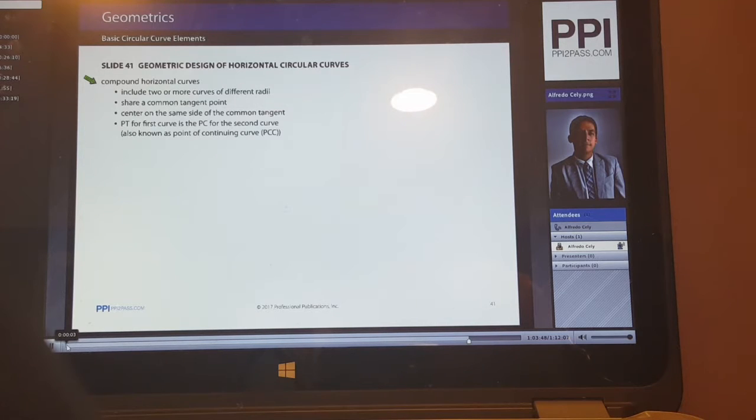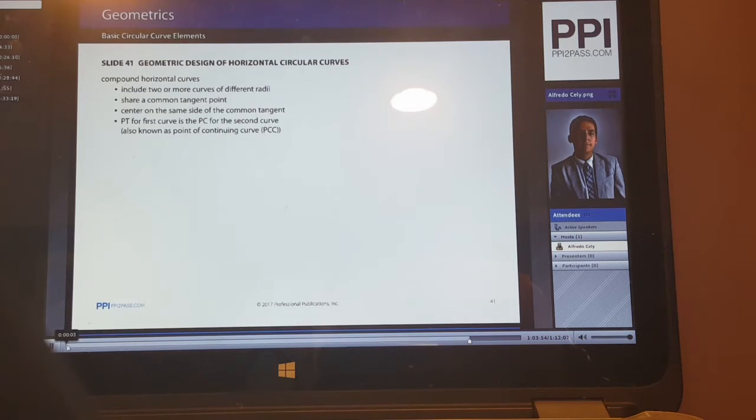And we also have the concept of compound horizontal curves, which include two or more curves of different radii. They share a common tangent point, and they center on the same side of the common tangent. PT for the first curve will be the PC for the second curve, which is also known as the point of continuing curve or point of continuing curvature.